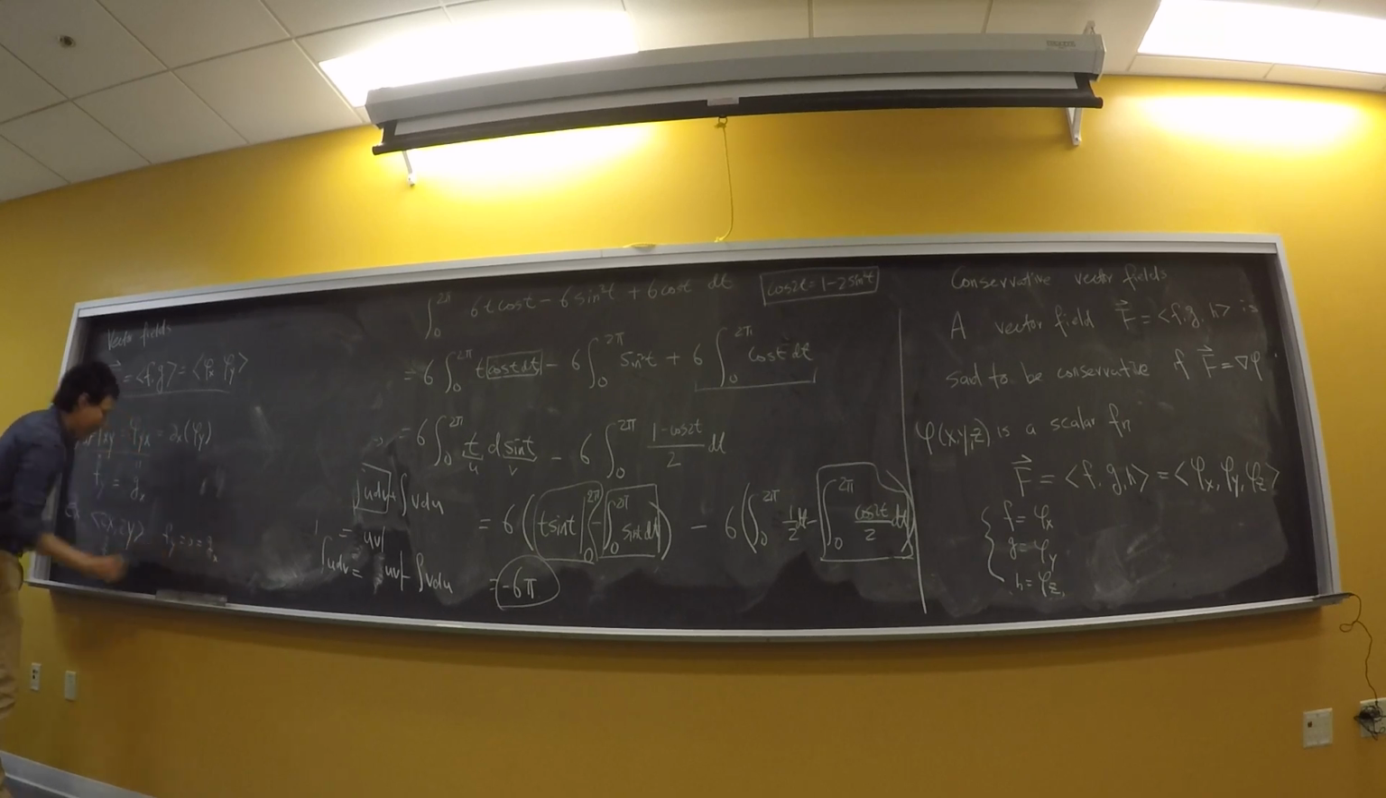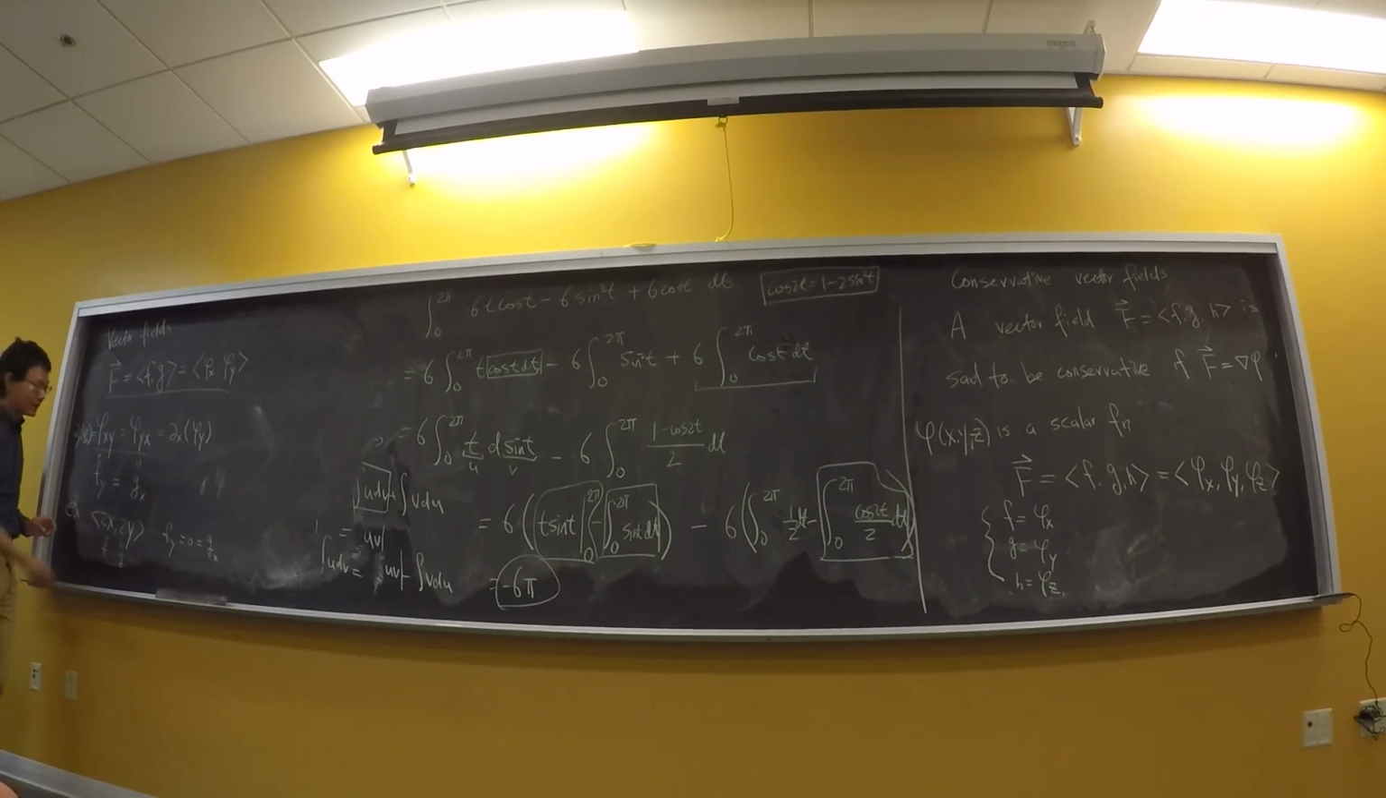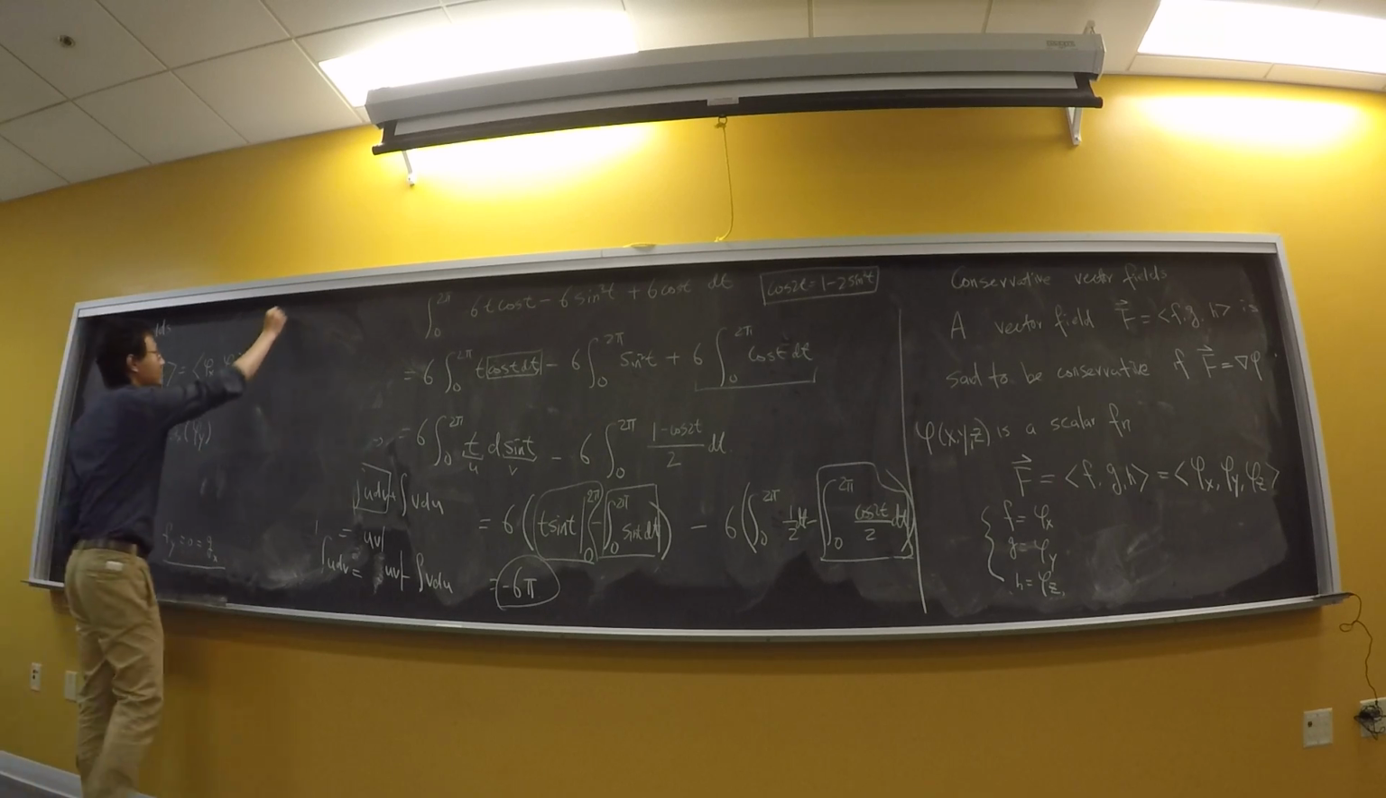G sub x. That is why it is conservative. So being able to identify whether a vector field is conservative or not is extremely easy. You just need to take the symmetric derivative of each component and see if they equal each other. Okay? And we have this example.